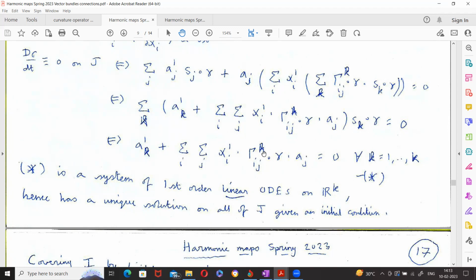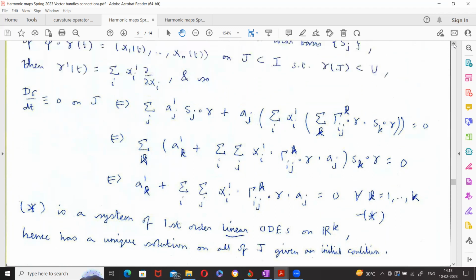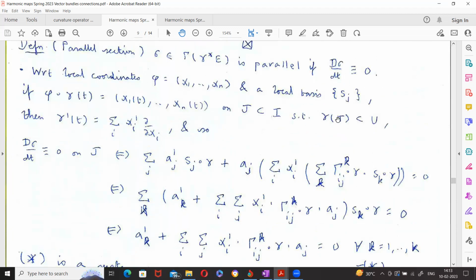So this will have, so this was on an interval J inside the domain of gamma, such that gamma of this interval J is contained in a good open set U, where I have coordinates x1 to xn, and I have a local basis, right? All right, so this U is the domain of a trivialization of my vector bundle and the domain of a chart, right? Okay. Now, what you can do is cover the whole interval I of definition of gamma by such small, finitely many such small intervals J, right?